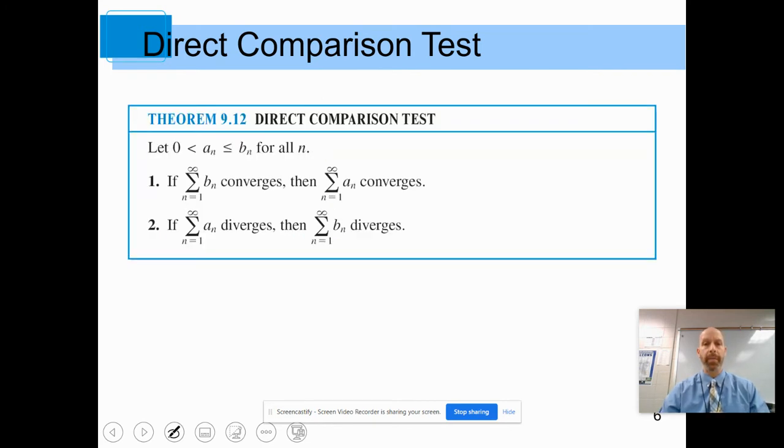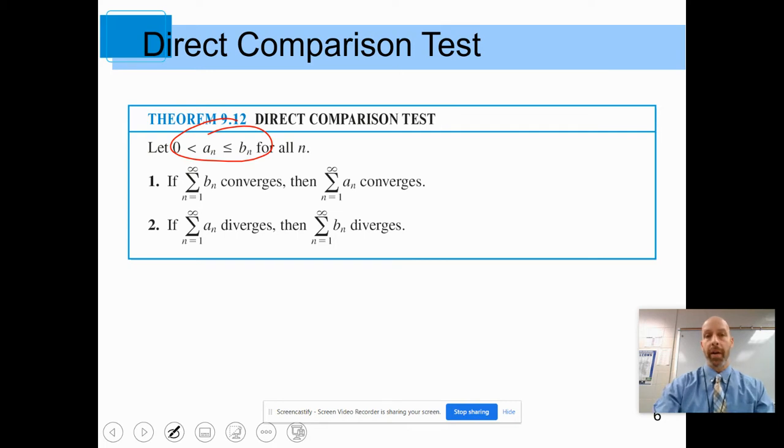Let's look at the direct comparison test. Here's what it says. We're basically going to directly compare two series. But here's the key, this is the most important part of what we're going to say. We're going to assume that, first of all, they're all positive, and that a sub n is less than b sub n.